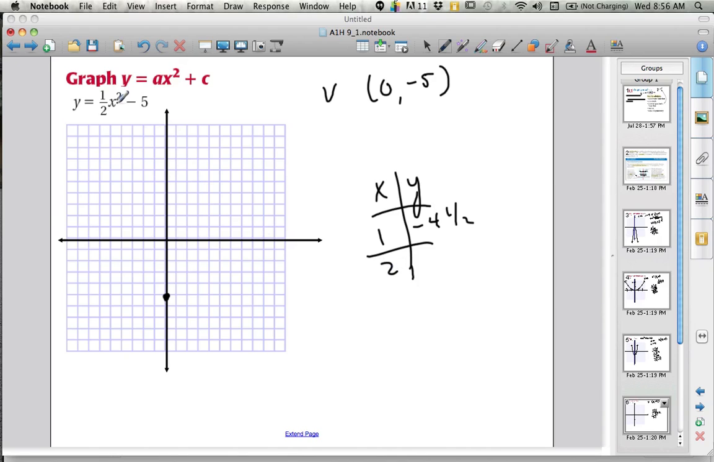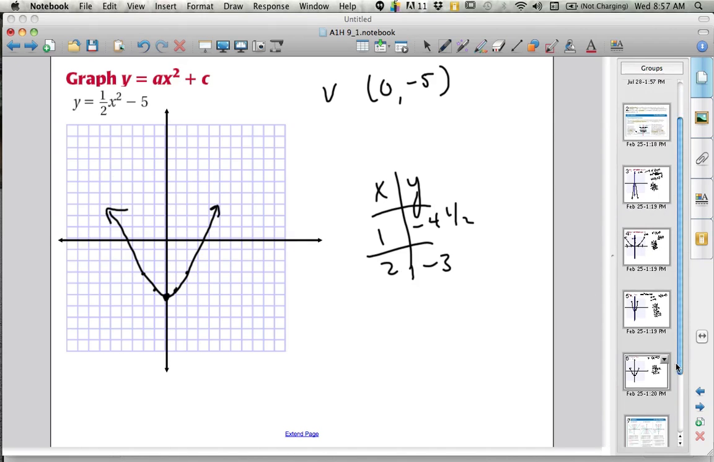2 squared is 4, 4 times 1/2 is 2, 2 minus 5 is -3. So at 1, I'm at -4.5, and at 2, I'm at -3. Again, 1 to the right, I'm at -4.5, 1 to the left, -4.5. 2 to the right at -3, 2 to the left at -3. And then you see again, like we knew when we looked at the leading coefficient, this is a little more like an umbrella.